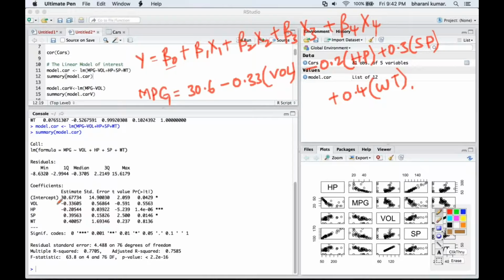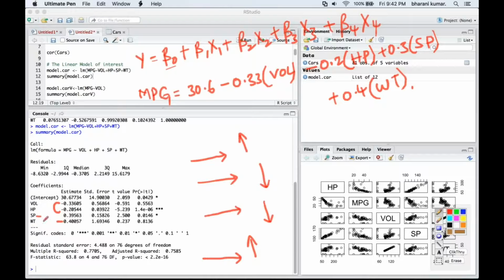So the negative sign here says that as your volume increases, your miles per gallon decreases. Horsepower negative sign says that as your horsepower increases, your miles per gallon decreases. SP here has a positive value: as your SP increases, your miles per gallon increases. And weight here says that as your weight increases, miles per gallon or mileage increases.